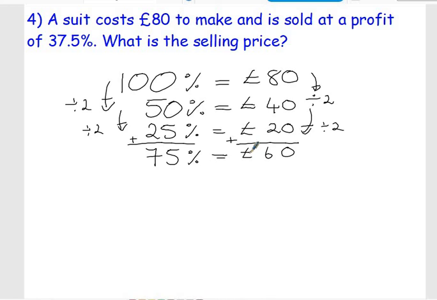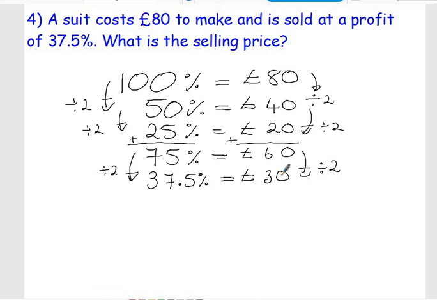Once we've got that, we can simply half it. Half of 75% is 37.5%. So you could go to the effort of breaking the 37.5% down into 10%, going up to 30%, etc. But this is probably your easiest way to do it. Work out 50, work out 25, add them up to get 75, and then half of 75 is 37.5%. So £60 divided by 2 equals £30. That means 37.5% of £80 is £30.